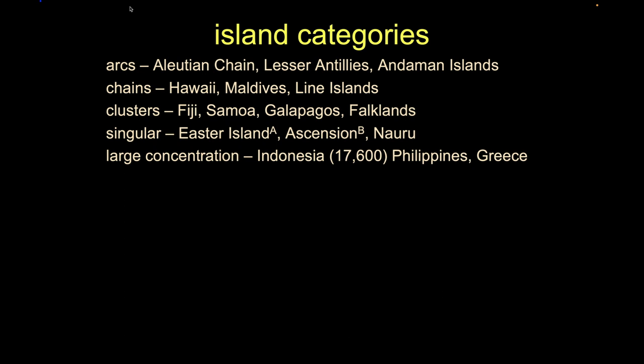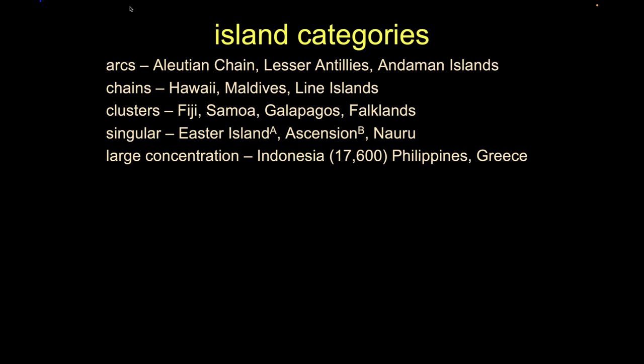We can talk about island chains that tend to be more in a straight line. Clusters, where there's a grouping of islands. They're not necessarily in a line, but they're just kind of in the vicinity of one another. So things like the Galapagos or Fiji would be examples of clustered islands. And then we do have islands that are just by themselves, out in the middle of nothing nearby. Easter Island, which is an example we've already talked about, is one example. Nauru, we've talked about that.